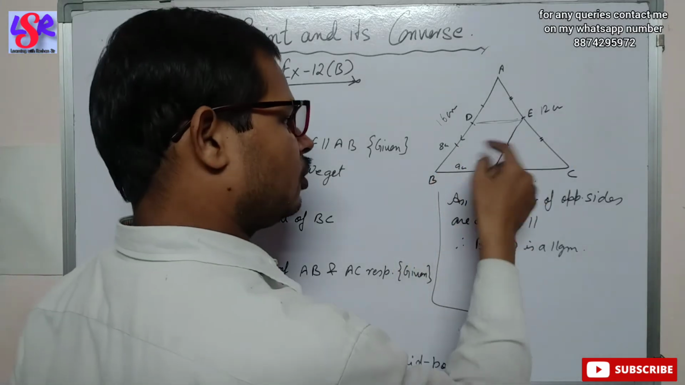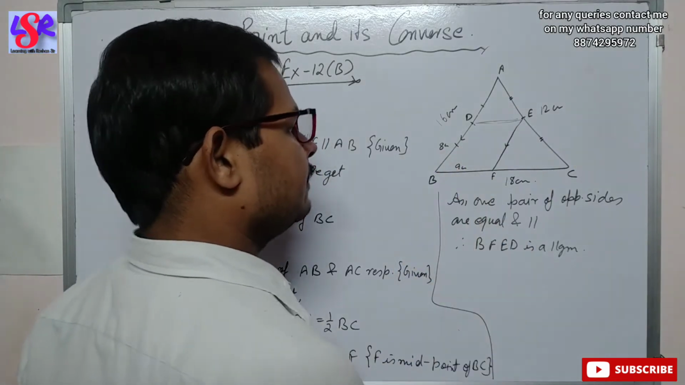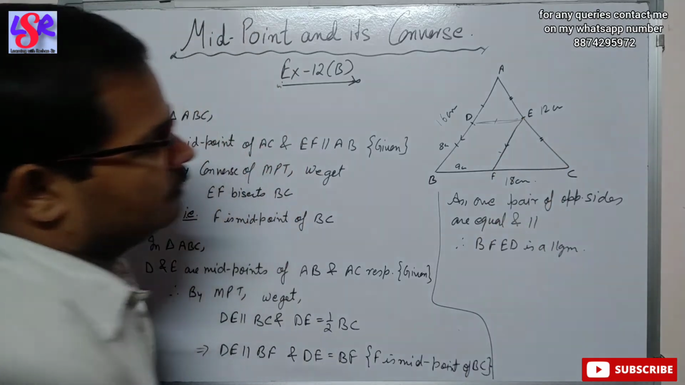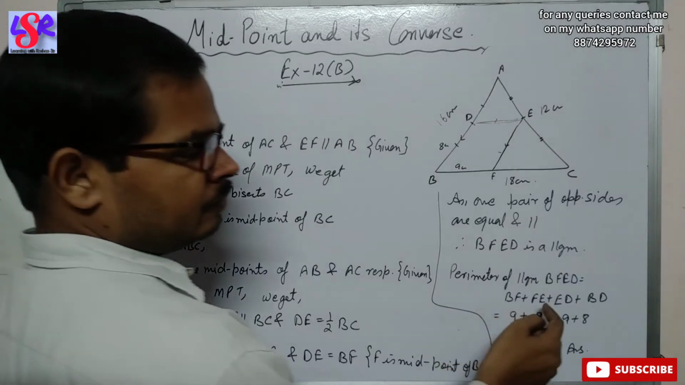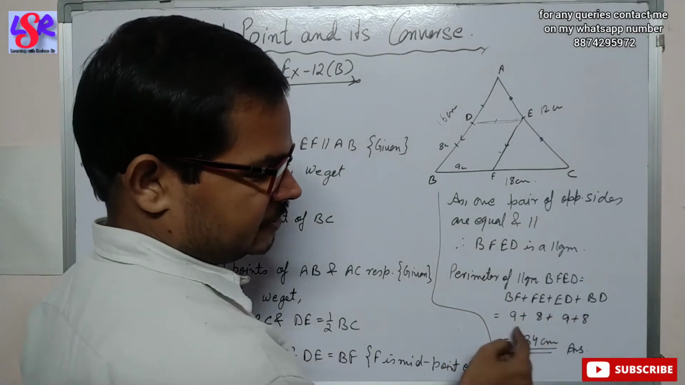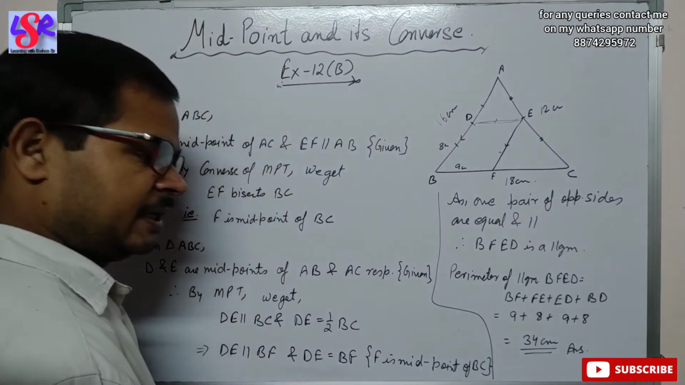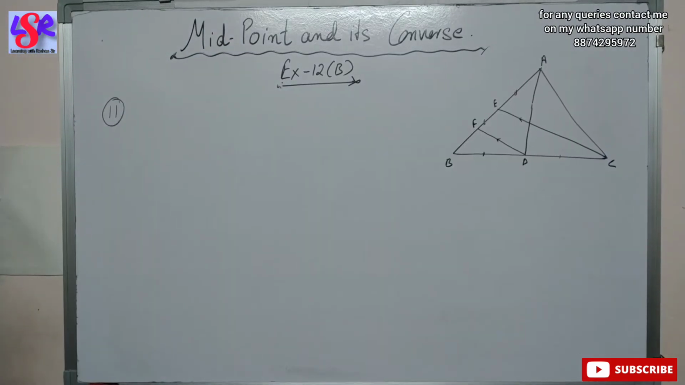सो पैरेललोग्राम में ऑपोजिट साइड्स इक्वल होते हैं, तो अगर ये 8 है तो ये भी 8 होगा और ये अगर 9 है तो ये भी 9 होगा. So the perimeter of the parallelogram will be BF plus FE plus CD plus BD, that is equal to 9 plus 8 plus 9 plus 8, that is equal to 34 centimeters as the answer. Now let's move to question number 11.